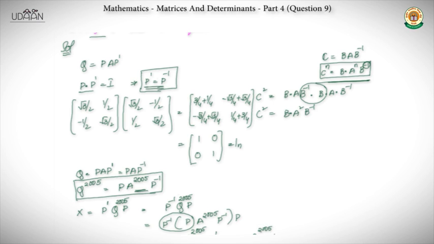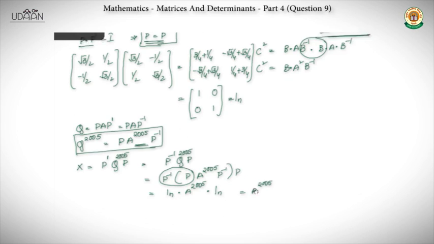So basically we need to know what A power 2005 is. Till now we've seen that the equation was given in terms of P transpose, not in terms of P inverse, and we know the identity in terms of P inverse. So in this question, P inverse is nothing but P transpose, and that's why we can use that identity. Finally our X simplifies to A to the power 2005. अब हम ये देखते हैं कि हम इस A to the power 2005 को कैसे calculate करते हैं.